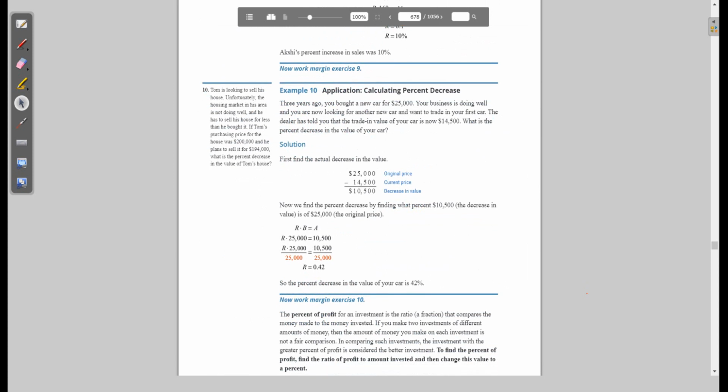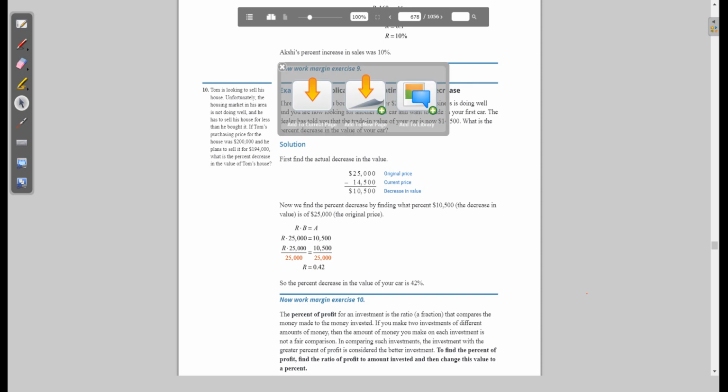And percent decrease. Luckily we can do the exact same thing we just did, except we're going to decrease. Three years ago, you bought a new car for $25,000. Your business is doing well, and you are now looking for another new car and want to trade in your first car. The dealer has told you that the trade-in value of your car is now $14,500. What is the percent decrease in value of your car?